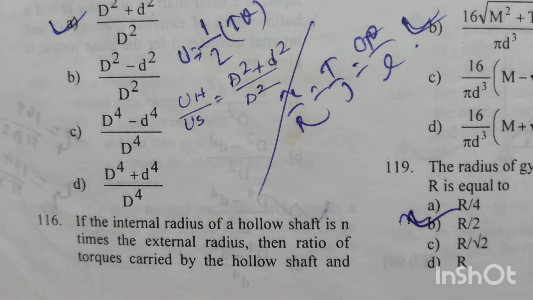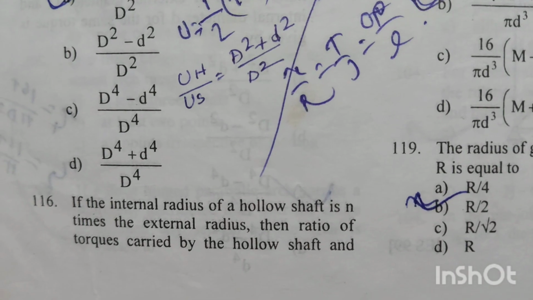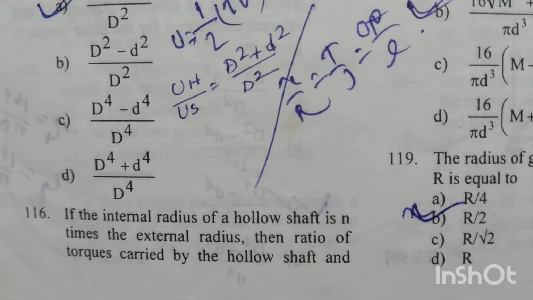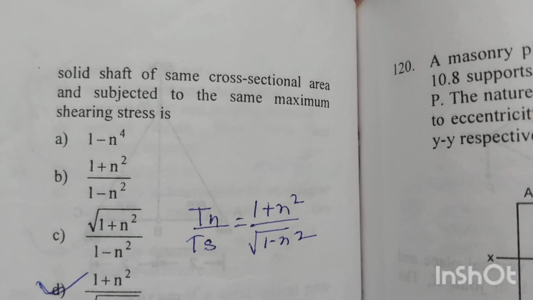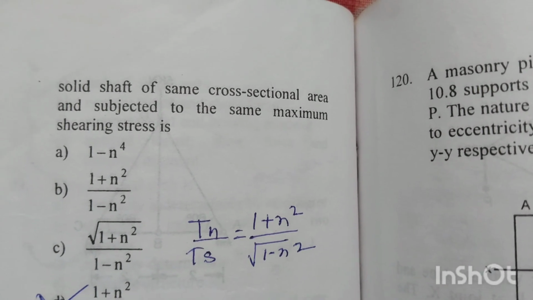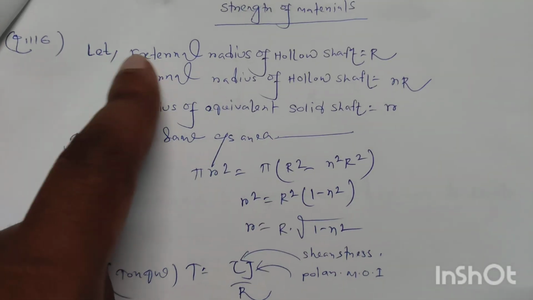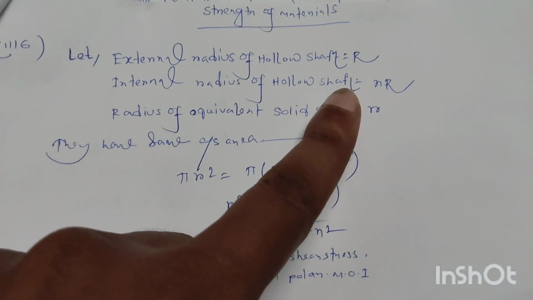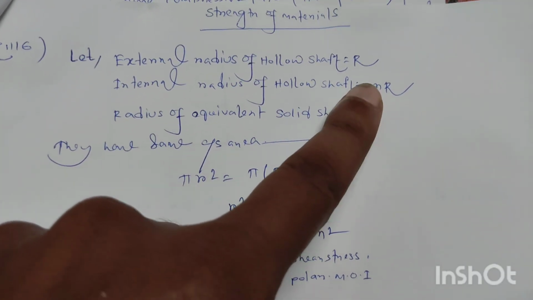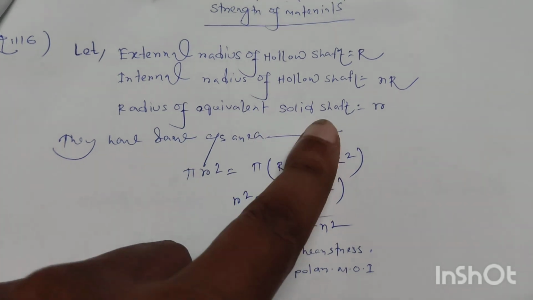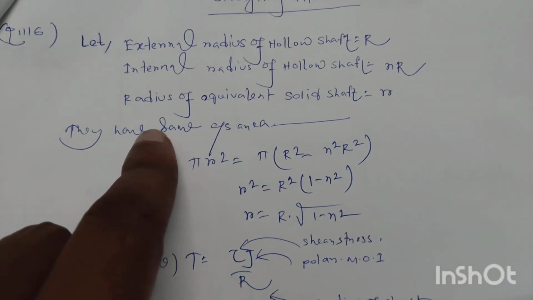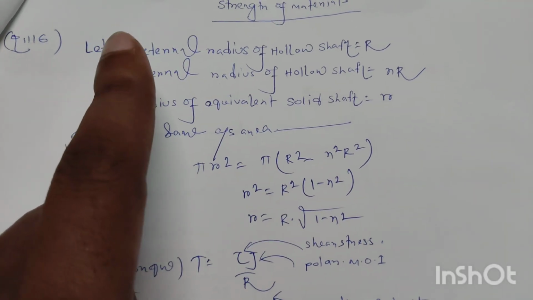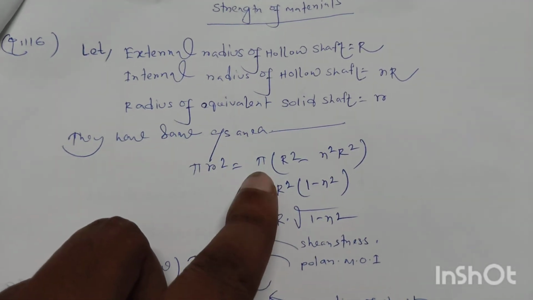Number 116. If the internal radius of a hollow shaft is n times the external radius, then the ratio of the torque carried by the hollow shaft and solid shaft of the same cross-sectional area and subjected to the same maximum shearing stress is. Suppose the external radius of the hollow shaft is equal to capital R and the internal radius of the hollow shaft is equal to n times the external radius, so nR, and the radius of the equivalent solid shaft is equal to small r. Now they have the same cross-sectional area, so we can equate the area of the hollow shaft to the area of the solid shaft.